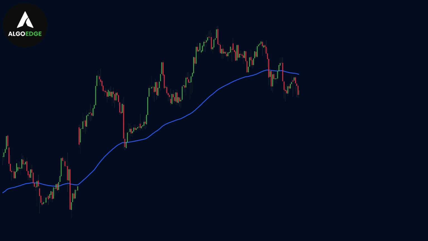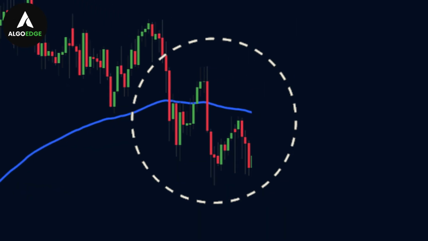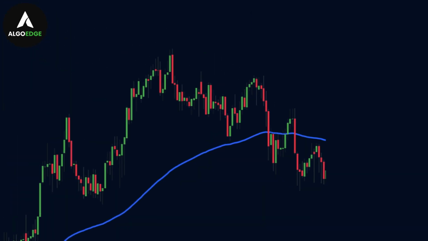Let's look at this chart of the New Zealand dollar versus Japanese yen on the 1-hour time frame. Here, we had a clear uptrend, but now price has broken below the EMA and is pulling back to retest it. Does that automatically mean we should enter a sell trade? Not yet. Just like with buy setups, we still need additional confirmation that the trend is actually reversing.